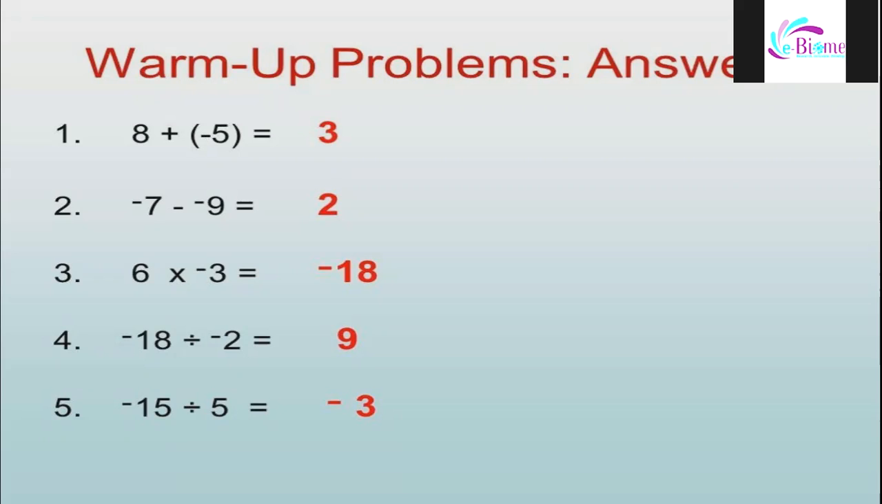And let's look at the next one. So we say we have -7 minus -9. And as I just said, when we have two negative signs together, they become a positive. Everyone following so far? So two negative signs together give us a positive. Yes, sir.